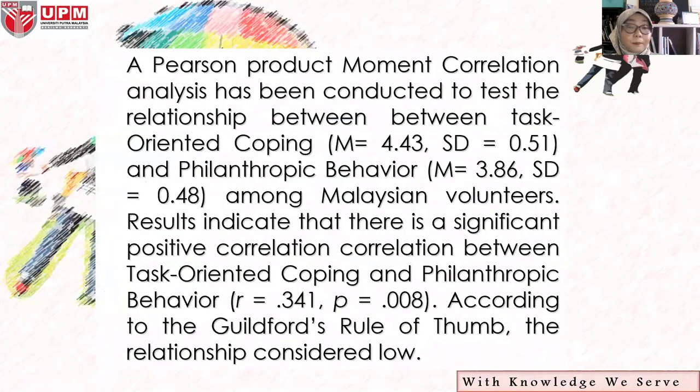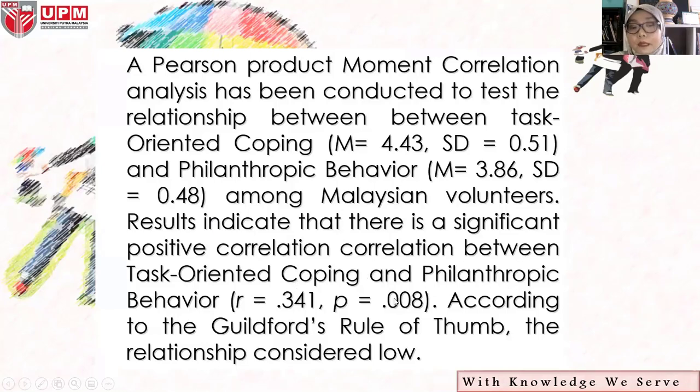So this is how to report or interpret your findings. A Pearson product moment correlation analysis has been conducted to test the relationship between task-oriented coping, which has a mean equal to 4.43 and standard deviation equal to 0.51. This is compulsory, you must report the mean and standard deviation. And philanthropic behavior, mean equals 3.86 and standard deviation 0.48 among Malaysian volunteers. So the result in Table 1 indicated that there is a significant positive correlation between task-oriented coping and philanthropic behavior.